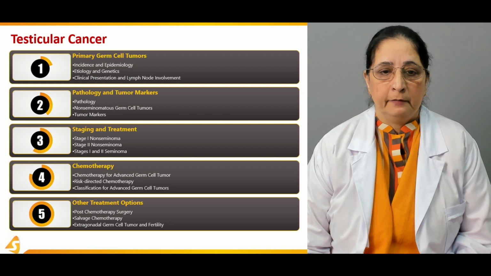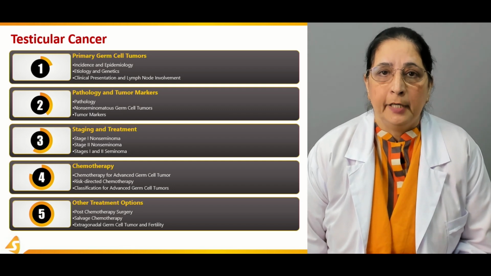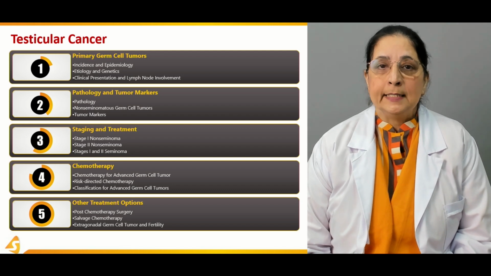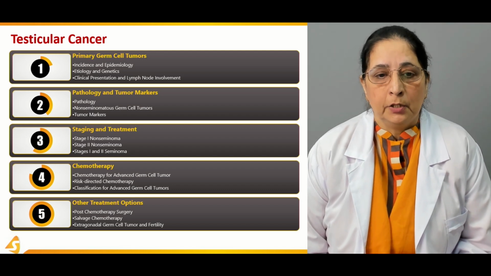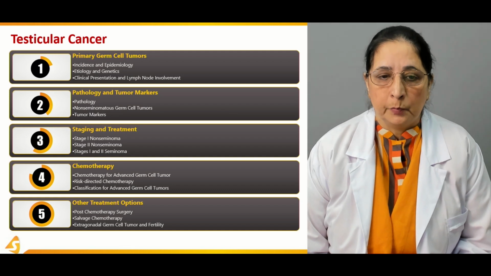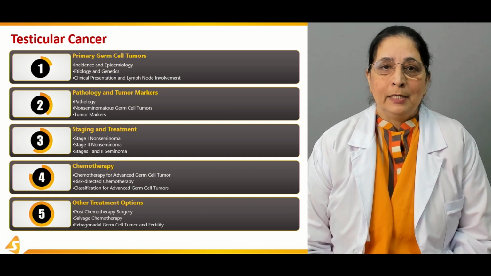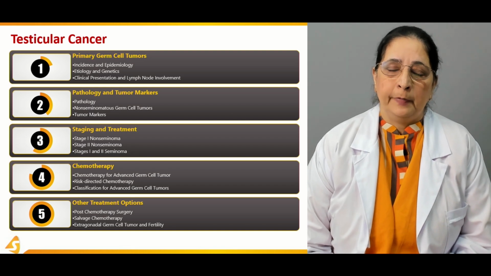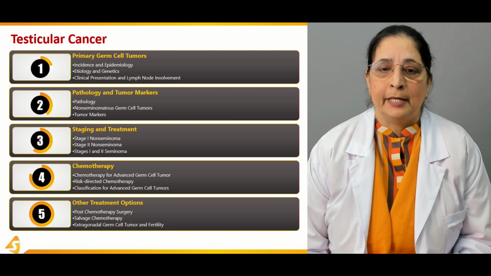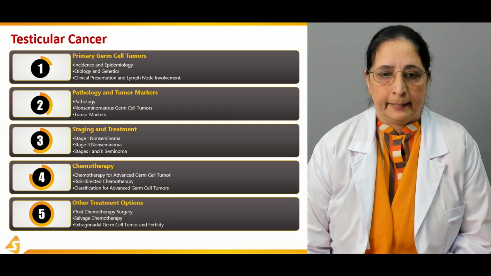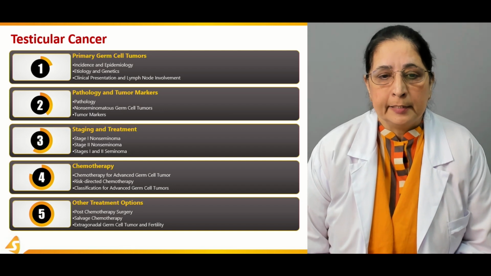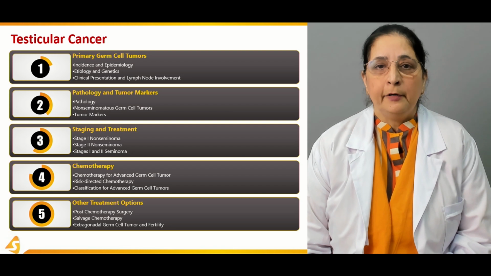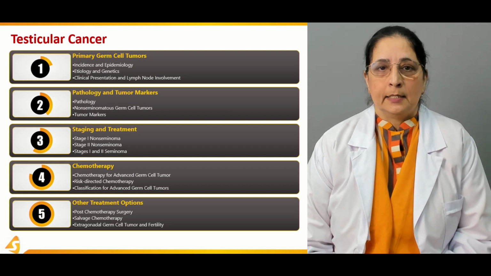In the first section, we will talk about the primary germ cell tumors of the testes. What's the incidence and epidemiology of primary germ cell tumors of the testes? What are the causes, etiology, and genetics, whether it has a relationship with hereditary or genetics? We will talk about that. And then also the clinical presentation and lymph node involvement in the primary germ cell tumors of the testes.